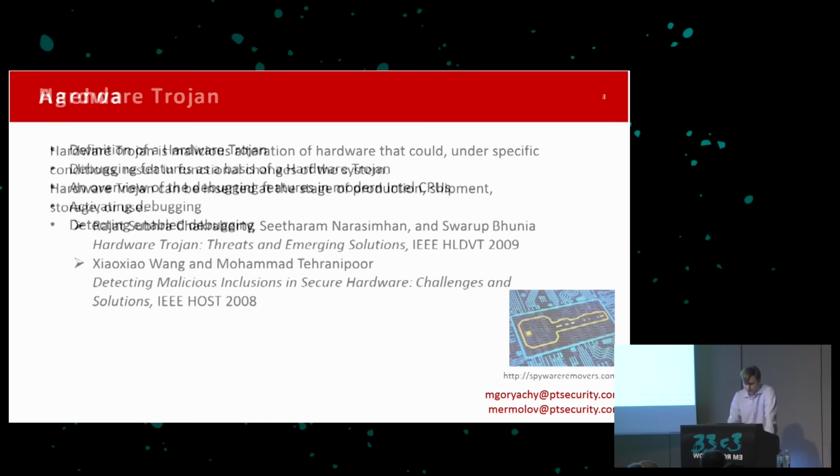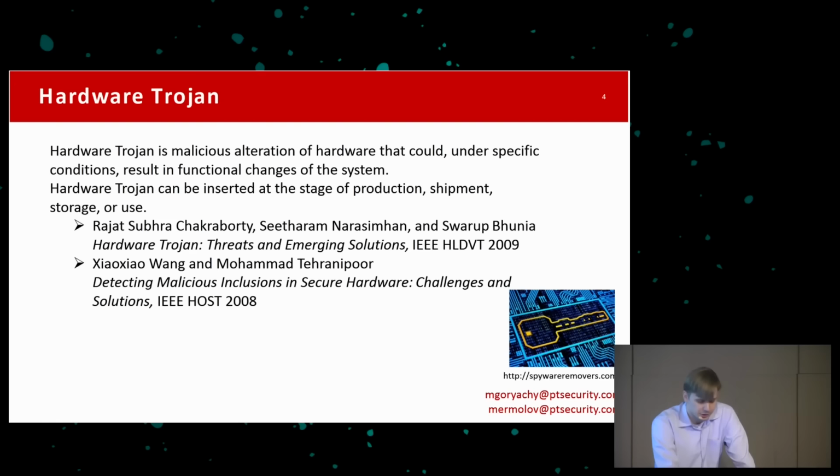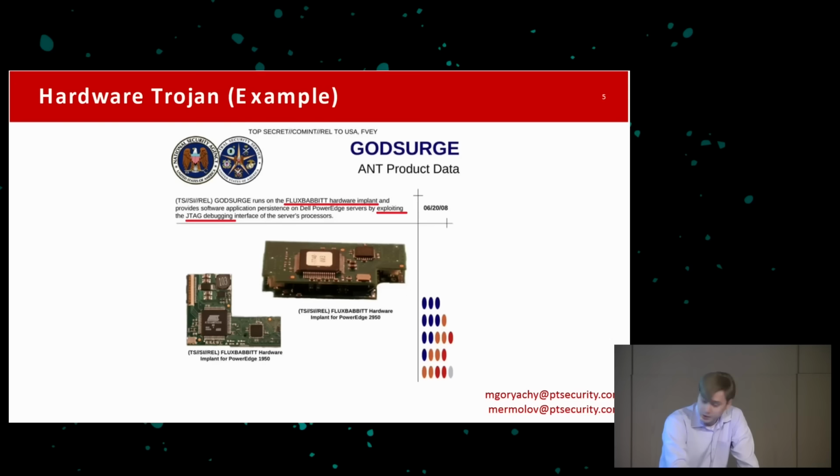And so, a hardware Trojan is a malicious alteration of hardware that could, under specific conditions, result in functional changes to the system. It can be inserted at the time of manufacture, shipment, storage or use. You can find information on this type and general techniques of detection in the paper mentioned on this slide. I think there is no need to emphasize the timeliness of this attack vector. The NSA catalog, which recently became available to the public, contains information on a dedicated device for Dell servers that is, in effect, a classic hardware Trojan.